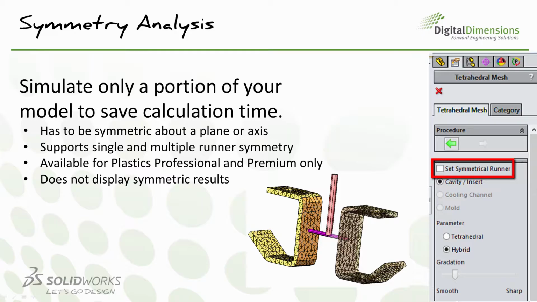The next topic is symmetry analysis with SOLIDWORKS Plastics. Now we're always trying to save calculation time, and when your model is symmetric or cyclic symmetric, you have the opportunity now to set symmetrical runners. Now this functionality is only available for tetrahedral meshes, and it's available for SOLIDWORKS Plastics Professional and Premium only. On the screen are some additional bullet points to take into consideration as well.